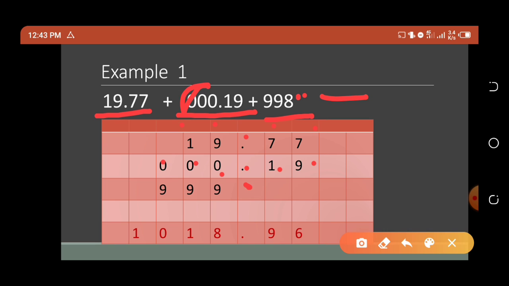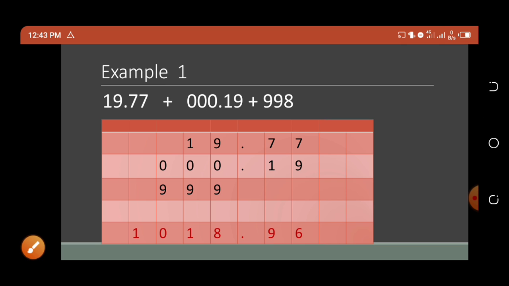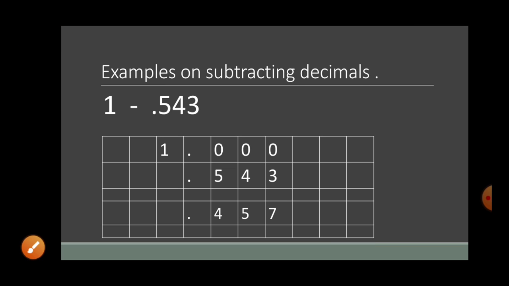Here you have 9. When you carry 1 here, 1 plus 7 plus 1 is 9. 9 plus 9 is 18. You carry 1. 1 plus 1, 2 plus 9, 11. You drop 1 here, carry 1. 1 plus 9 is 10. Drop 0 here, carry 1. So the most important part of the story is that you should know where your decimal points are. So we are through with that.